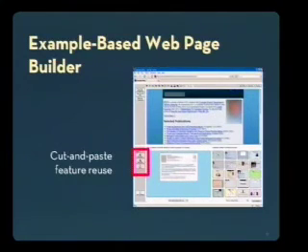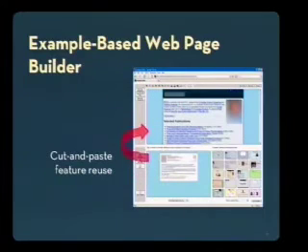We also support cut and paste feature reuse. So if you find a background color that you actually want in this corpus of examples, you can just select the feature by clicking on one of the buttons here, and that feature will be copied to the point in which you click in the space in the page that you're editing.